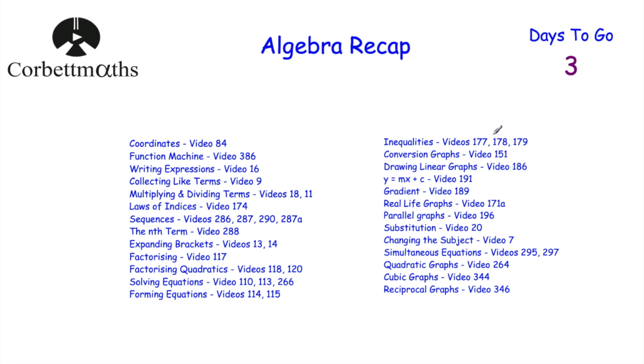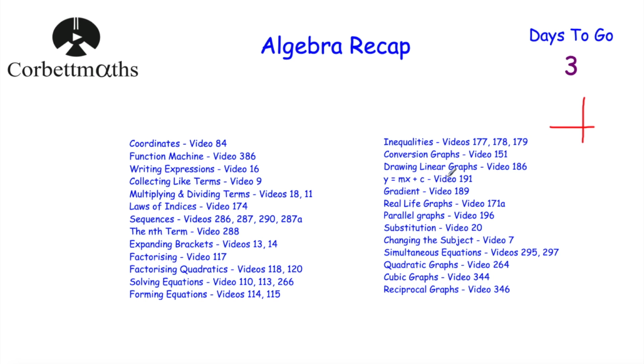Inequalities, make sure you know how to draw inequalities on number lines, how you can solve inequalities and so on. Make sure you know how to draw conversion graphs and use conversion graphs. Drawing linear graphs, so the xy tables can be quite useful for those, and also know the x equals graph. So for instance, x equals 3 would be a vertical line going through 3 on the x-axis. If you had y equals minus 4, it would be a horizontal line going through minus 4 on the y-axis, and so on.